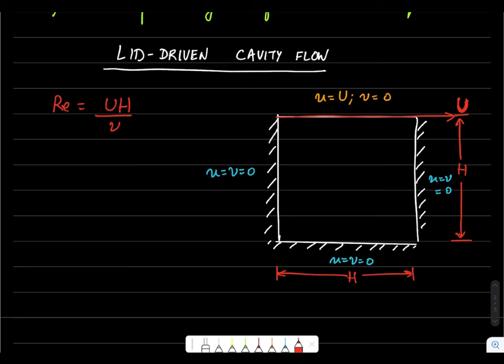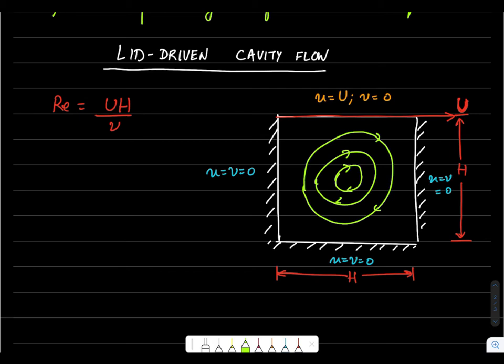And what we expect is that the flow pattern would look something like this: you'll have a recirculation pattern being established in the cavity. It's easy to see why the direction will be such, in this case let's say clockwise, because the top wall moves, and we're looking for a steady state solution, by the way. When the top wall moves, the fluid tends to get dragged along with it, and then because of the wall, it rolls down, and so we get this whole recirculation pattern established.